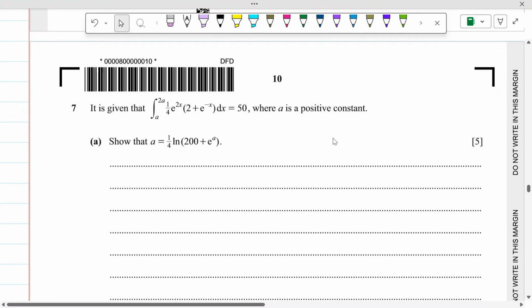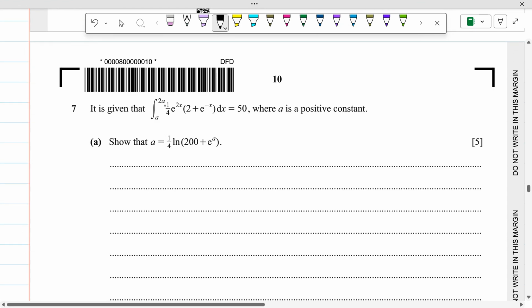Okay, we are going to start question number 7. It is given that the integration from a to 2a of 1 over 4 times e^(2x) times (2 minus e^(-x)) with respect to dx is equal to 50, where a is a positive constant. Show that a is equal to 1 over 4 ln of (200 plus e^a).